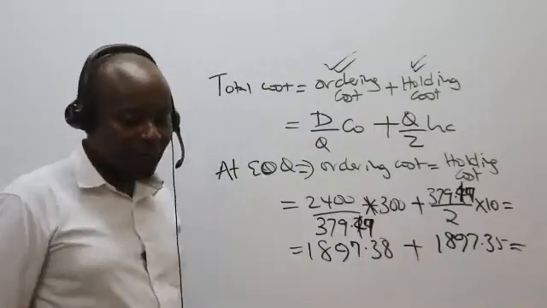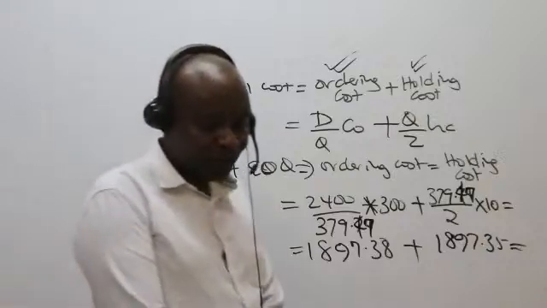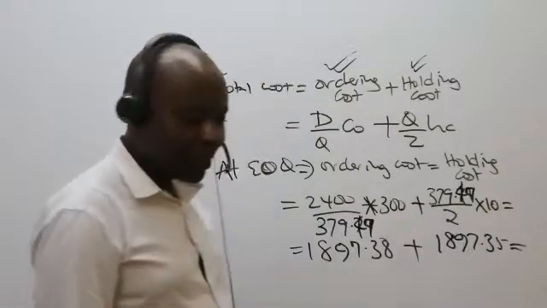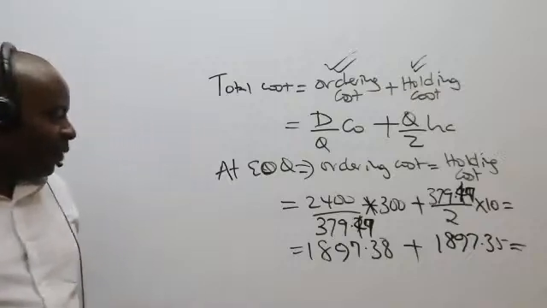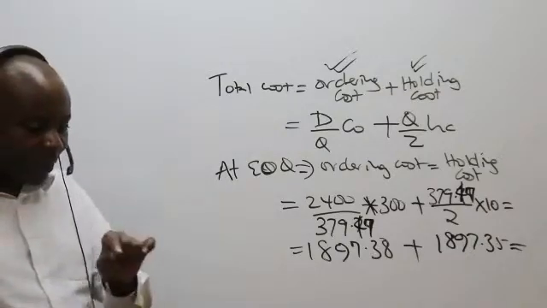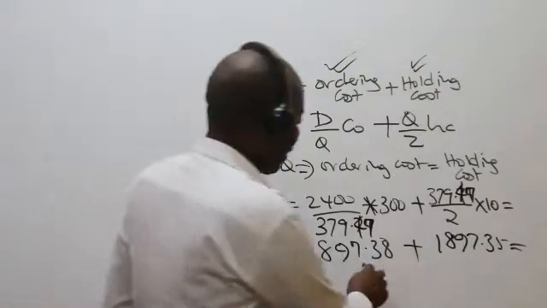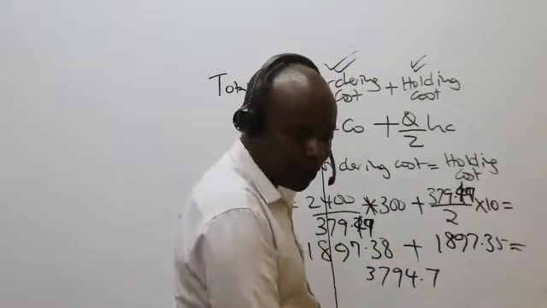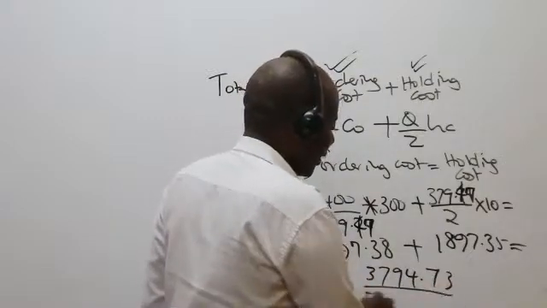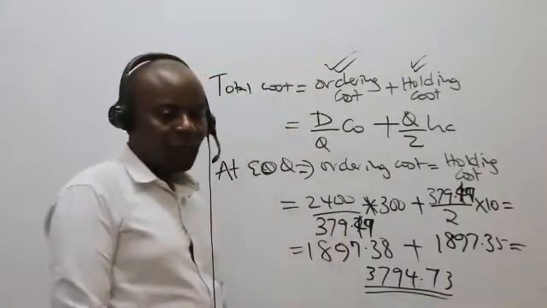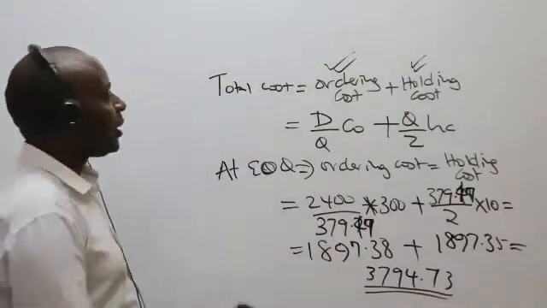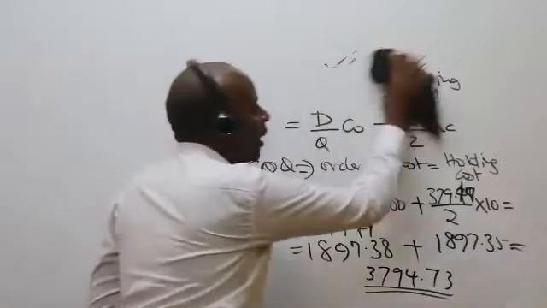So then what is our total cost here, somebody? Mengich tells me 3794. Oh, yes, it's supposed to be a decimal, that one. 3794.73 or 74. Thank you. Kenya shillings, like that.